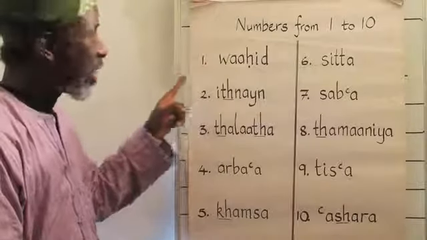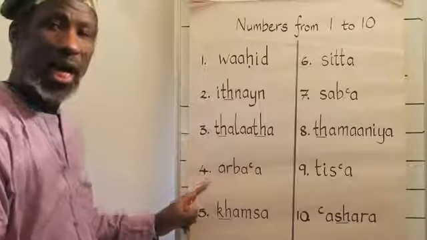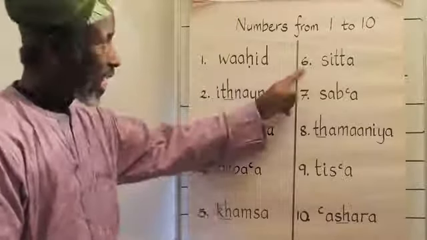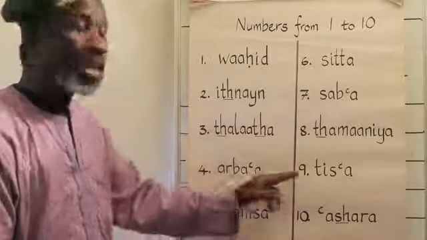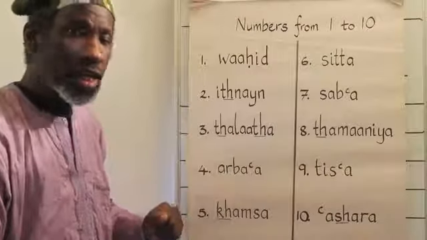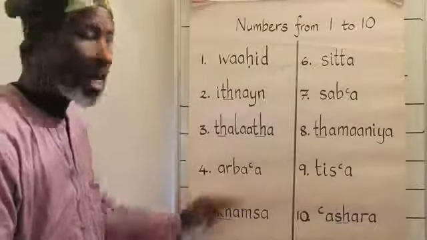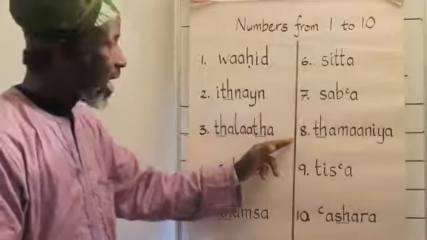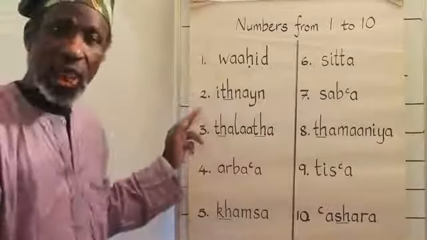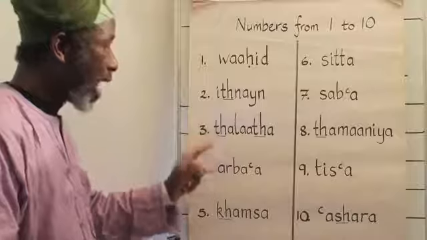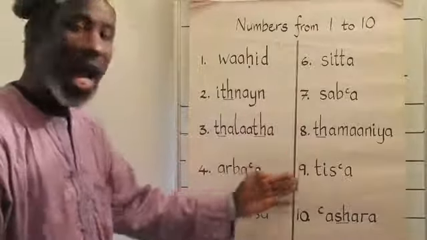Wahid, ithnain, thalatha, 4, 5, 6, 7, 8, 9, 10. Together: 1 to 10.